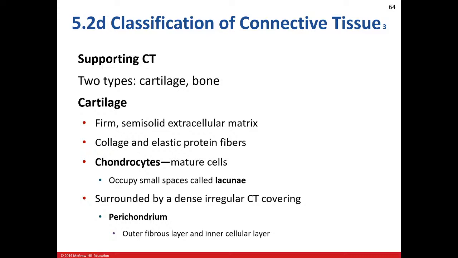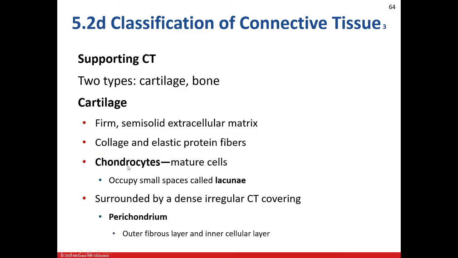The third type of connective tissue, remember we had loose, dense, and now supporting connective tissue, includes cartilage and bone. Cartilage is firm, it's semi-solid with its extracellular matrix. It's made up mostly of collagen and elastic protein fibers.